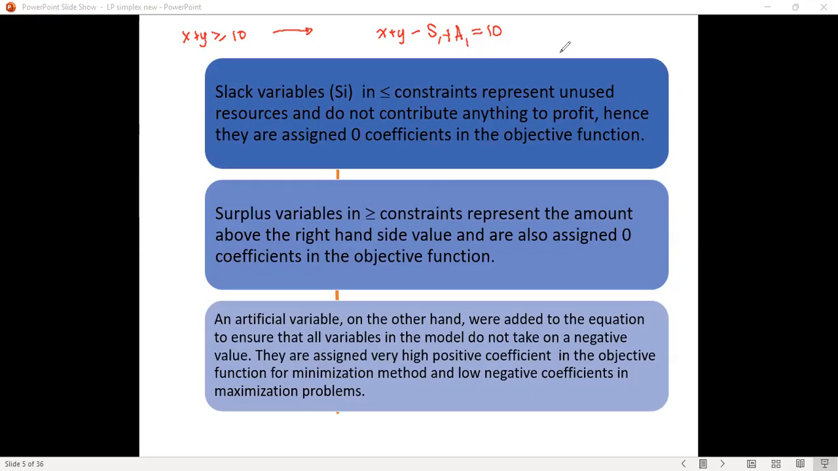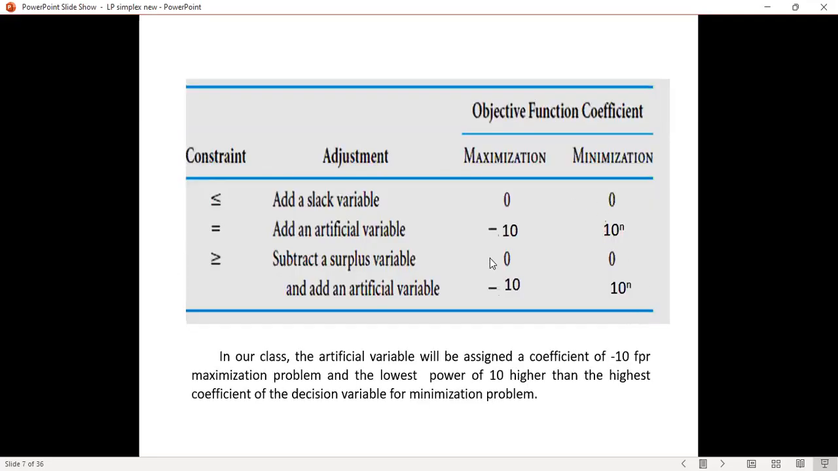So in our discussion, some books would assign M to the artificial variable, but to remove the M's in the final table, ang gagawin natin, kapag maximization, the artificial variable will be assigned -10. So in some books, you will see -M here. Okay? Tapos pag minimization plus M.